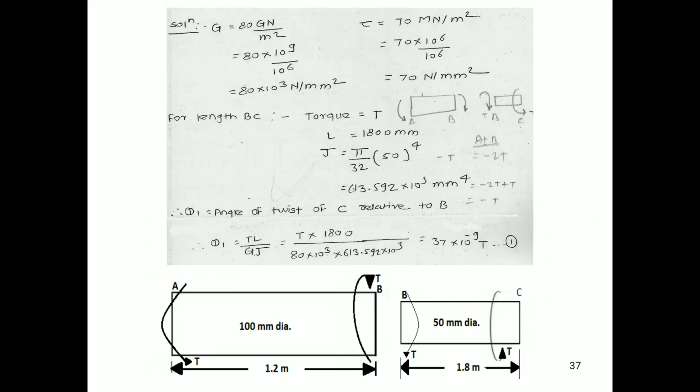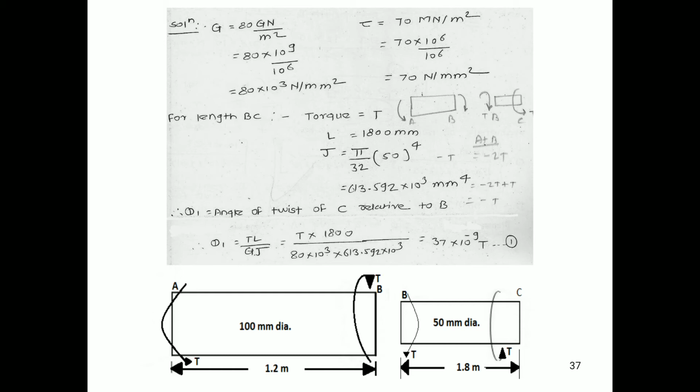So as per the data given in the numerical, we have G equal to 80 giganewton per meter square. It is GN per meter square. We have to convert it into megapascal or mega newton per mm square. Okay, so how to convert it into MPa?